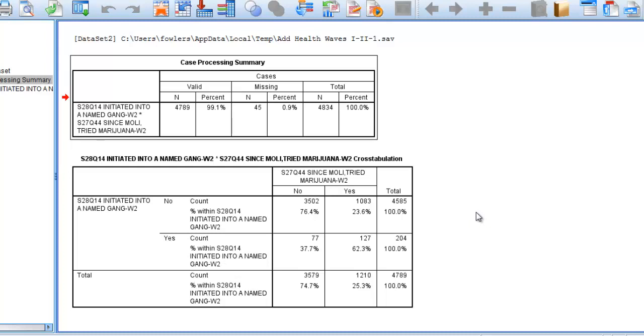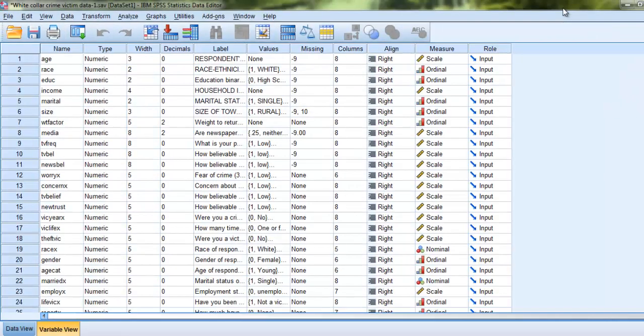So let's look at a different variable, and let's switch our data sets here. We're going to switch from the Add Health data set to the white collar crime data set. When you launch the white collar crime data set, you're dealing with a lot fewer cases and a lot fewer variables, so it's easier to wade through. Let's start by asking ourselves a research question and then proposing a hypothesis. This time we'll propose a one-tailed hypothesis.